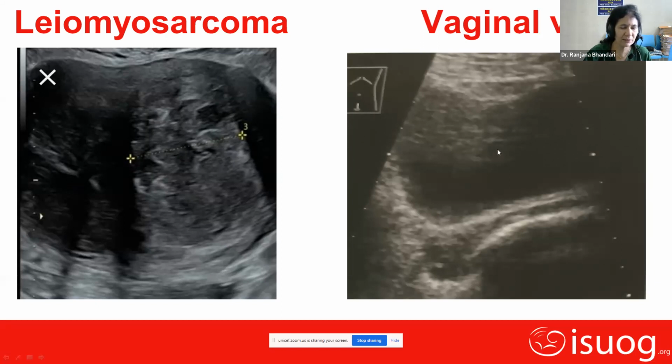So many times a patient comes and we see the vagina. This is the vagina. The vagina is about 6 centimeters in length, plus or minus 1 centimeter. And then we see the vaginal cuff. This is known as the vaginal cuff.